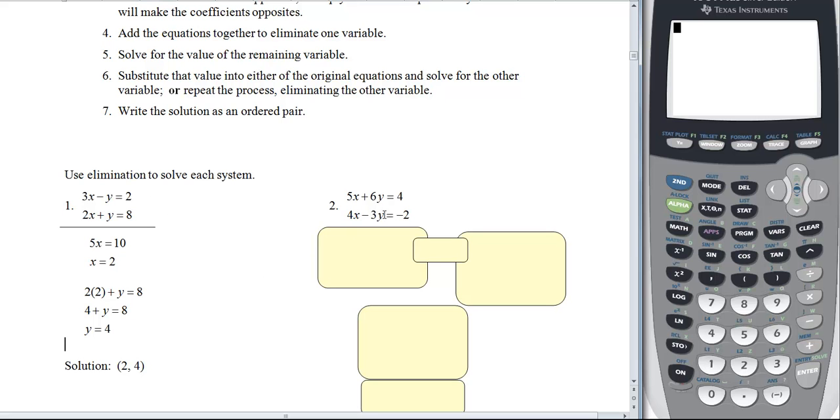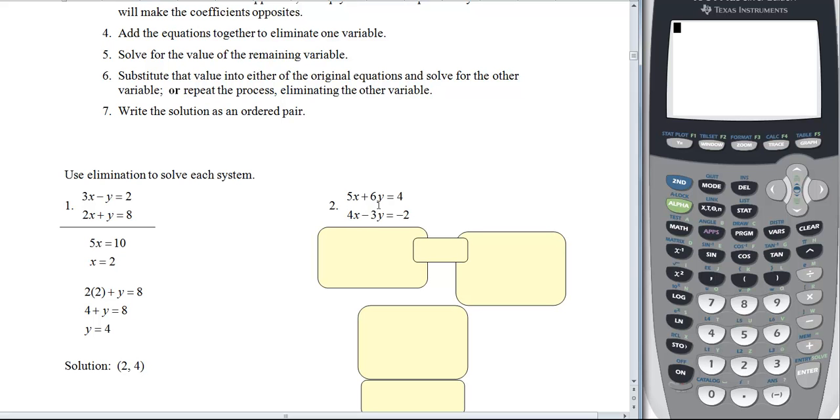Now, in this one, as I scan through, in order to get my x's to the same place where they would eliminate, the first number that they would have in common would be 20, so I can multiply the top one by 4 and the bottom one by -5. I could do that. I could multiply the top by -4 and the bottom by 5. It does not matter. If the signs of your coefficients are the same, somebody's got to be multiplied by a negative.